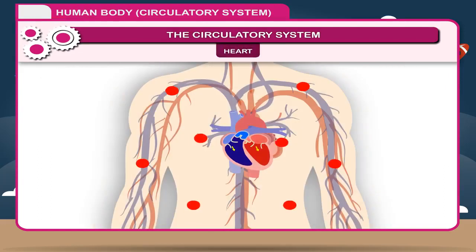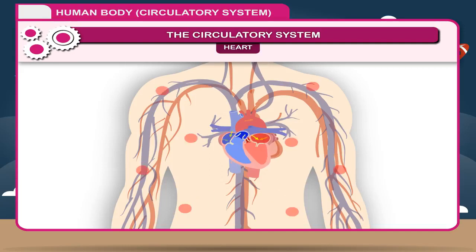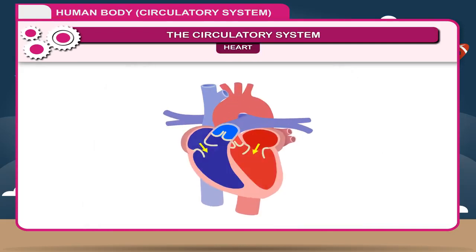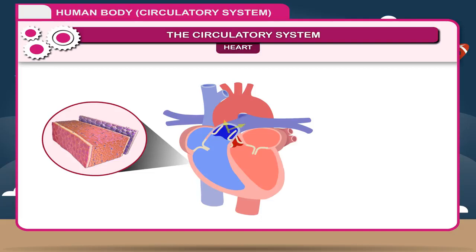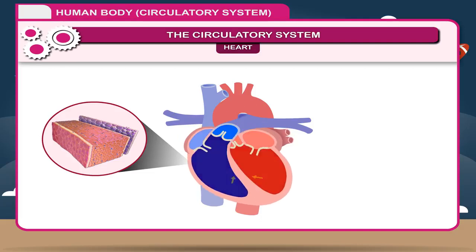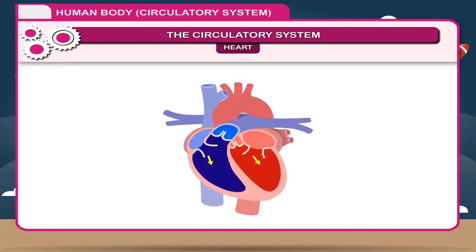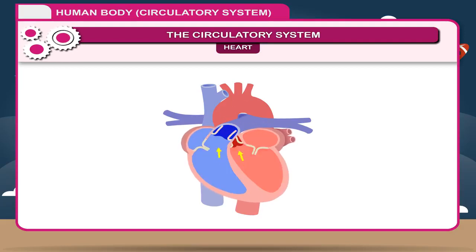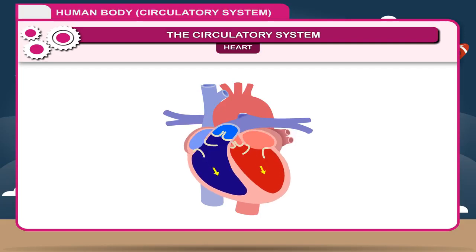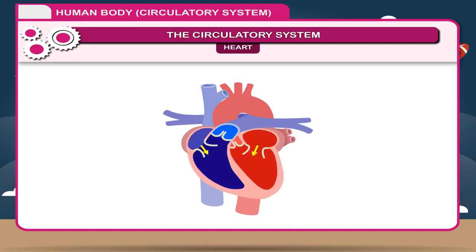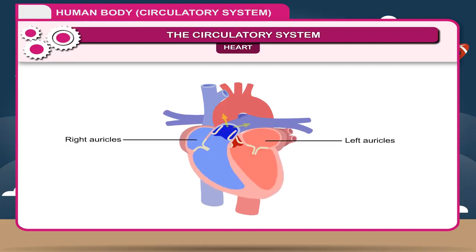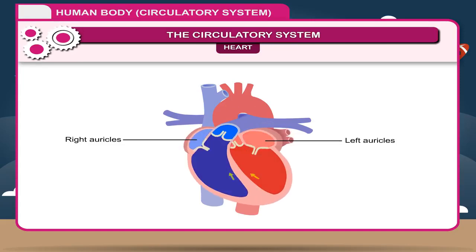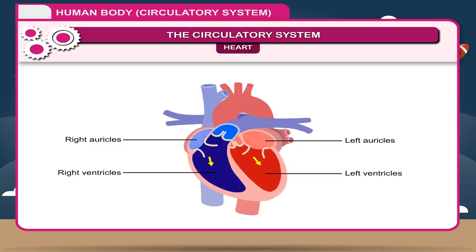Heart. The heart is a dark red conical structure located in the middle of the chest, slightly towards the left side. It is enclosed by a double-walled membranous sac called the pericardium. The heart is the engine of the circulatory system. The heart is divided into 4 chambers. The 2 upper chambers are called left and right auricles, and 2 lower left and right chambers are called ventricles.